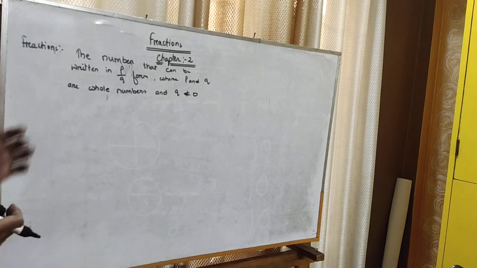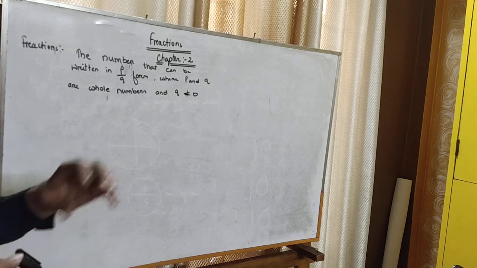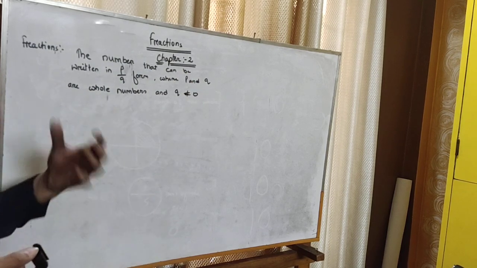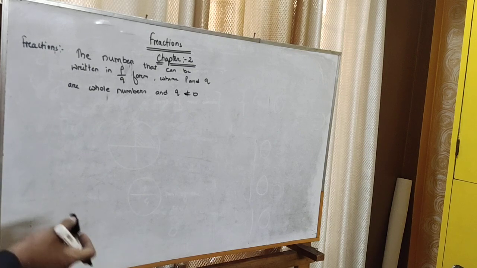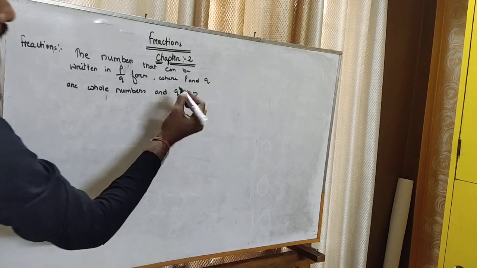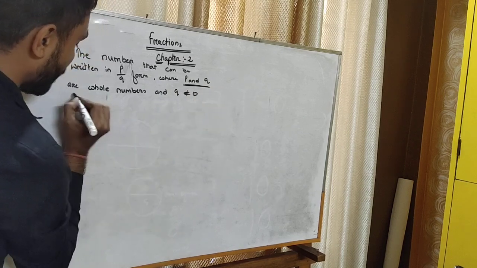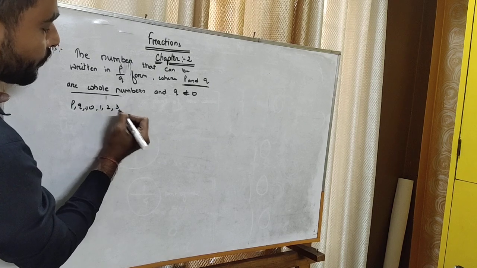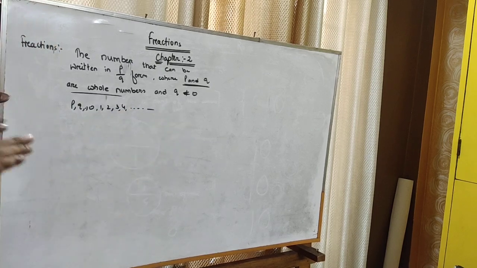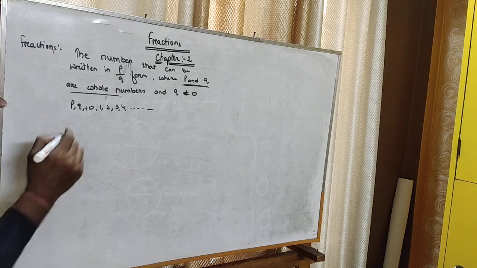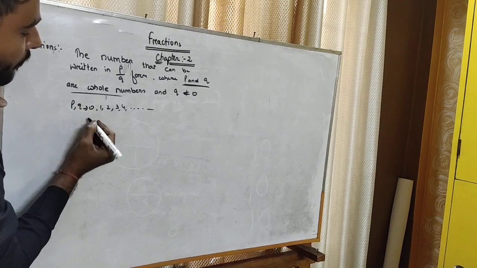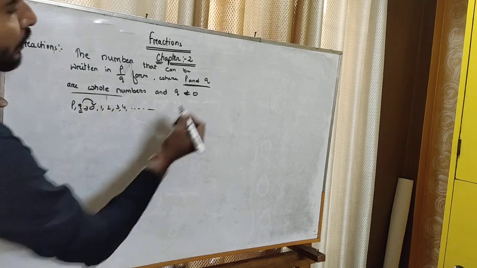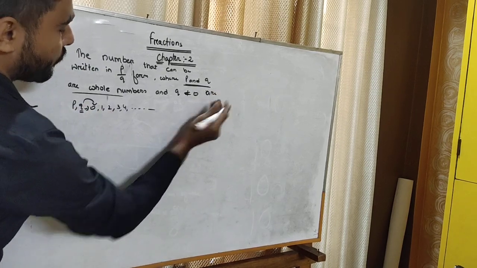At the same time, in a fraction I cannot give you anything negative. Can I give you -1 part of the chocolate or -2 parts, or can we color -1 part of the circle? No, it won't be possible in case of fractions. So the condition says that P and Q should be whole numbers, that means 0, 1, 2, 3, 4 and so on, and Q should not be 0. Such numbers are called fractions.